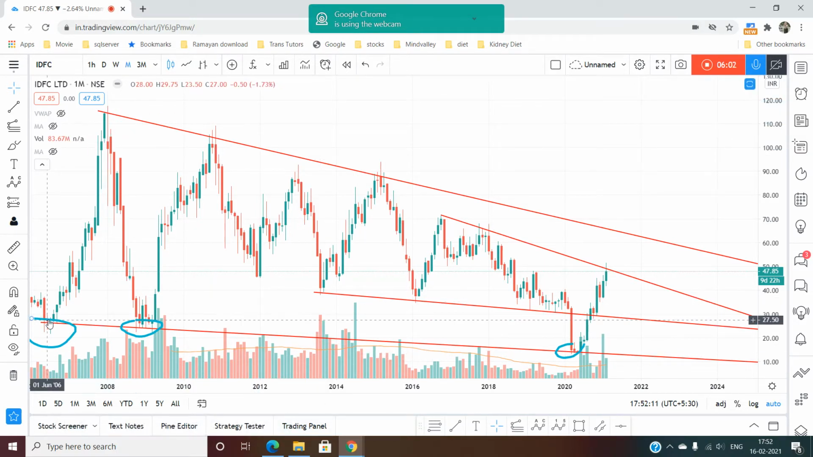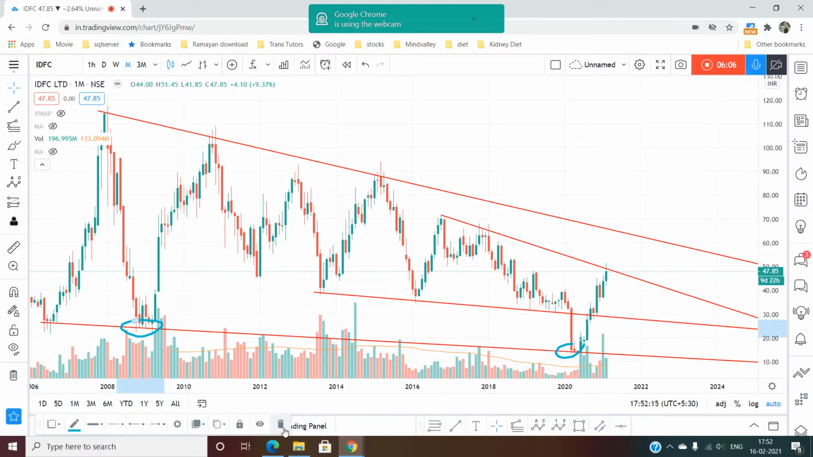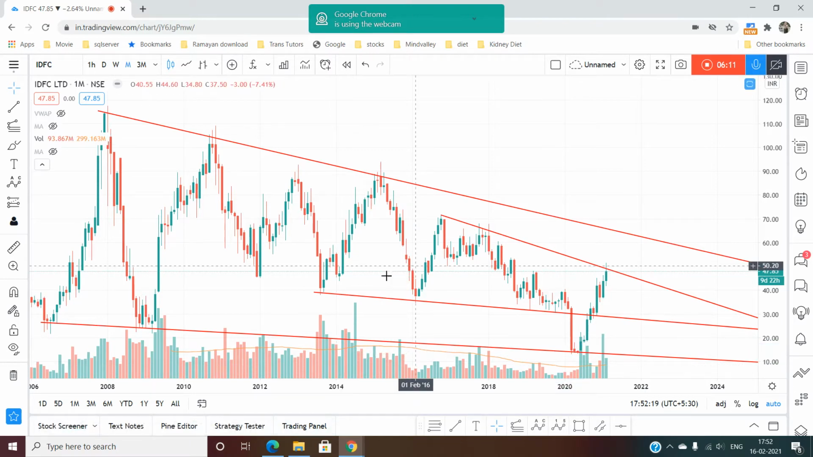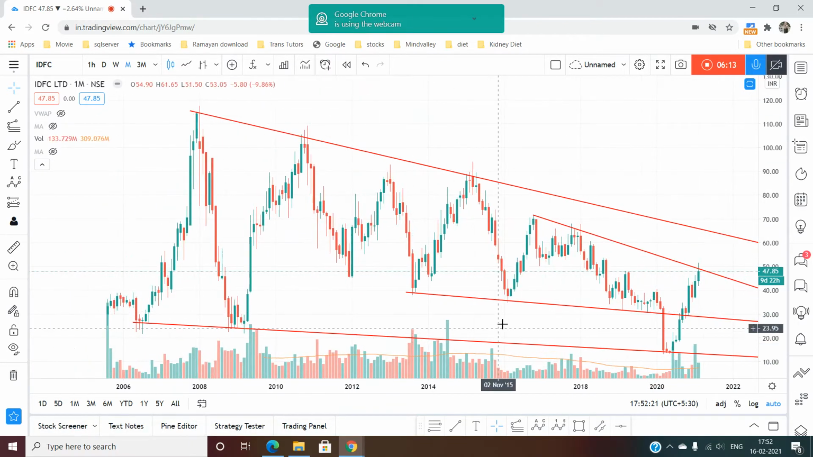It is taking a bit of time, but that's fine. I guess we need to understand here how we need to do this. Okay, now we understood the whole structure for the monthly chart and how the volume is playing out right now. Okay, now what next?